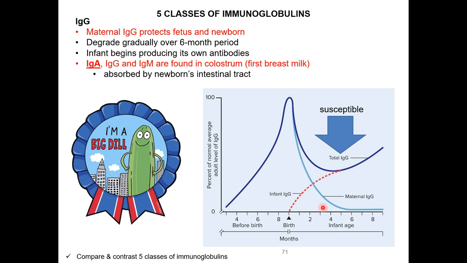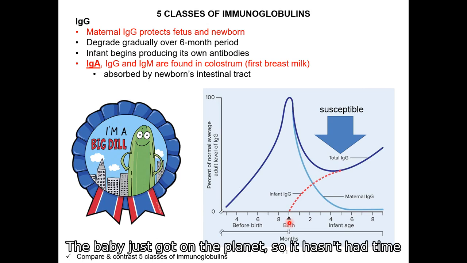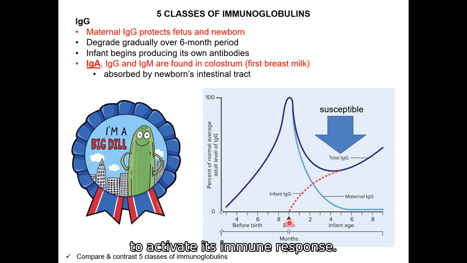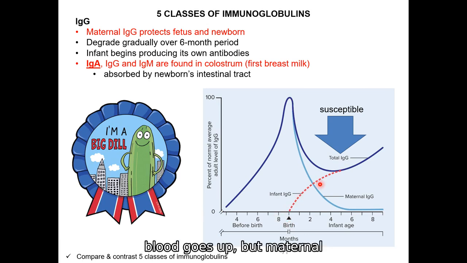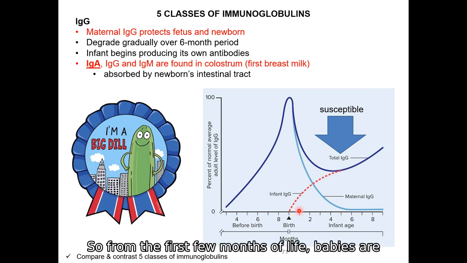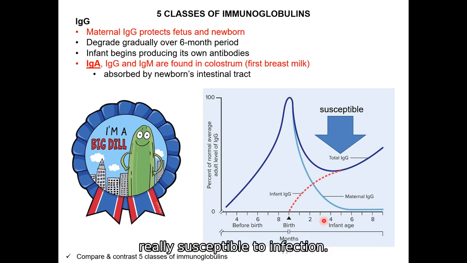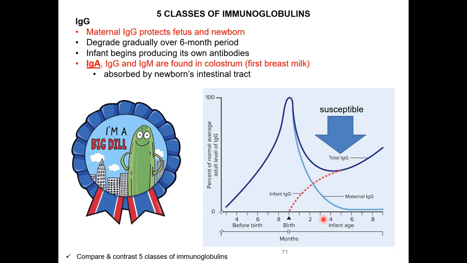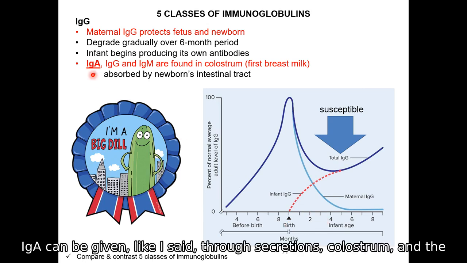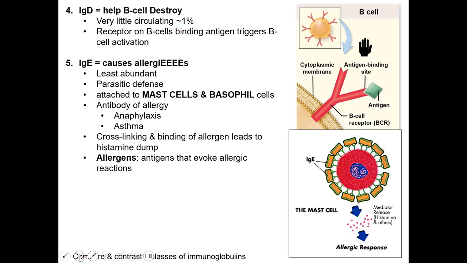Mom's antibodies go down. The baby just got on the planet, so it hasn't had time to activate its immune response, but it starts right away. And so you see the infant IgG in the blood goes up, but maternal goes down. So from the first few months of life, babies are really susceptible to infection. I mean, they don't have an immune system. IgA can be given, like I said, through secretions, colostrum, the first milk, and then breast milk.